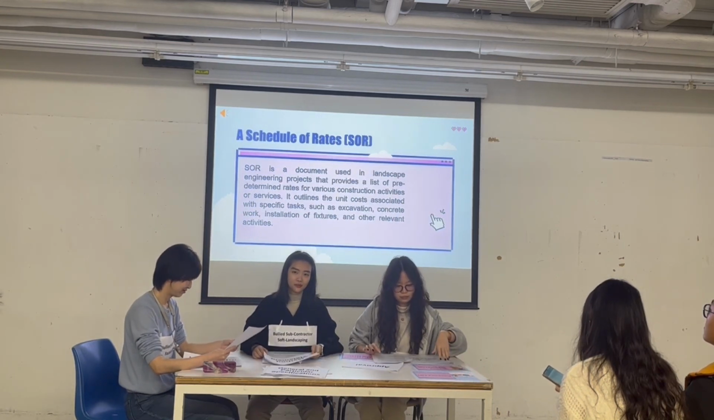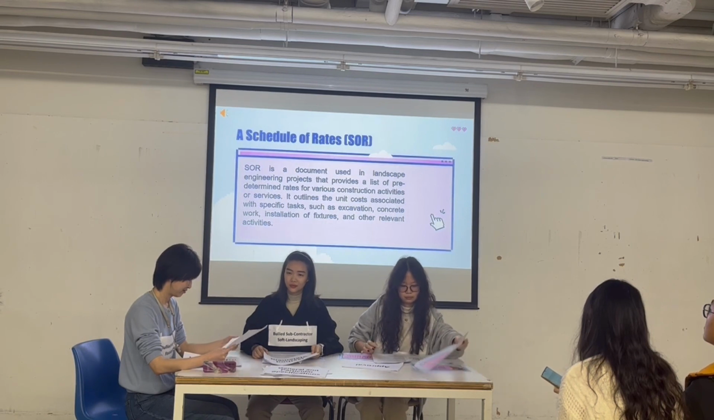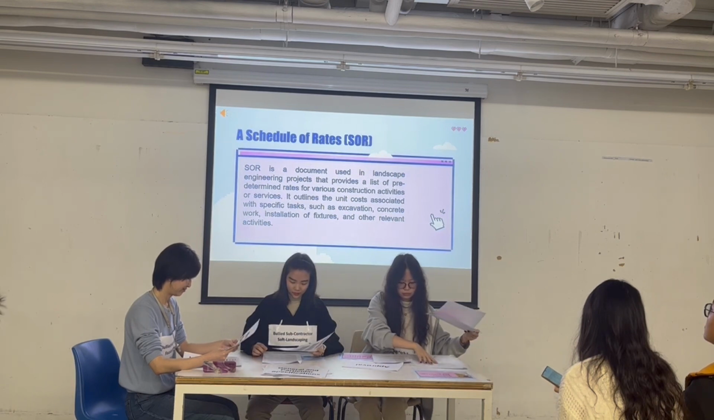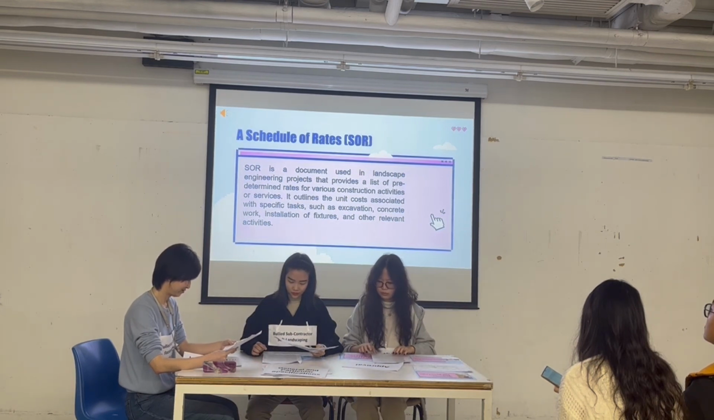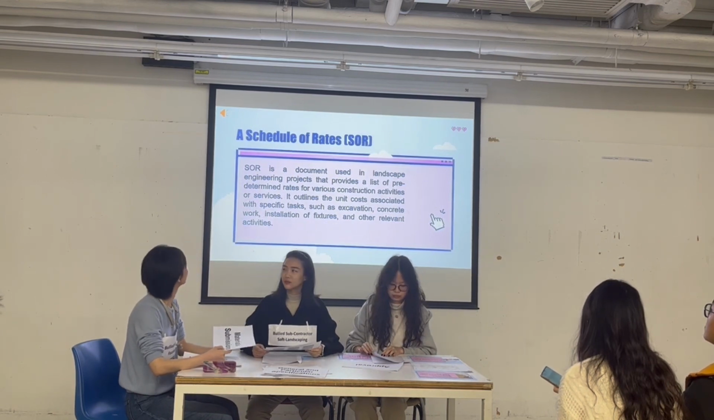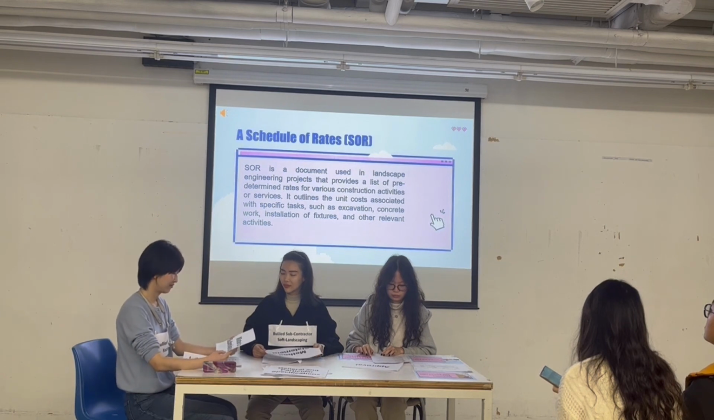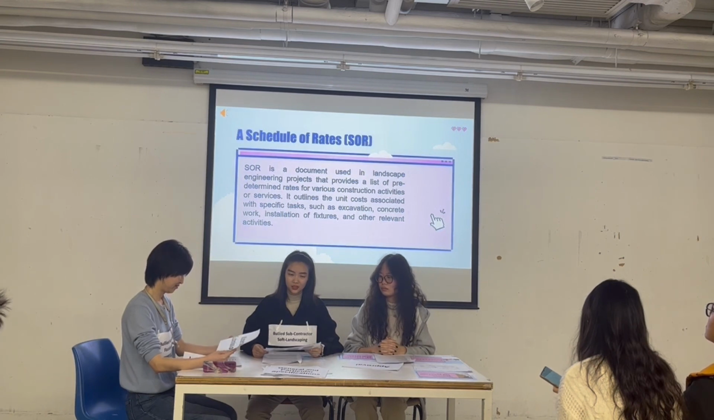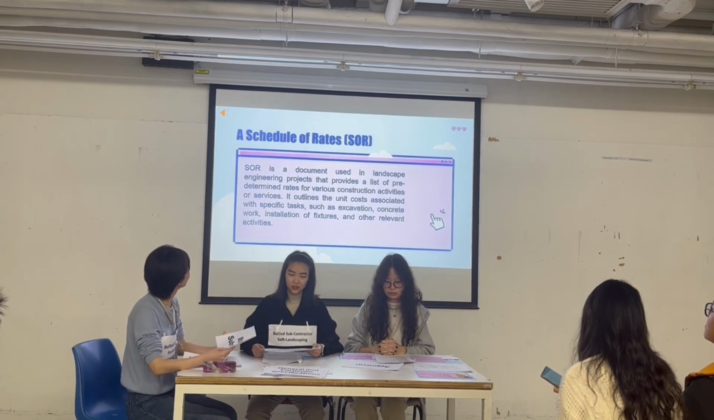The SOR is the document used in landscape engineering projects that provides a list of predetermined rates for various construction activities or services. It outlines the unit cost associated with specific tasks, such as excavation, concrete work, installation of fixtures, and other relevant activities.